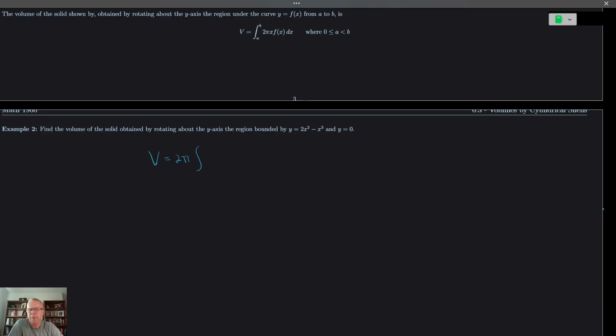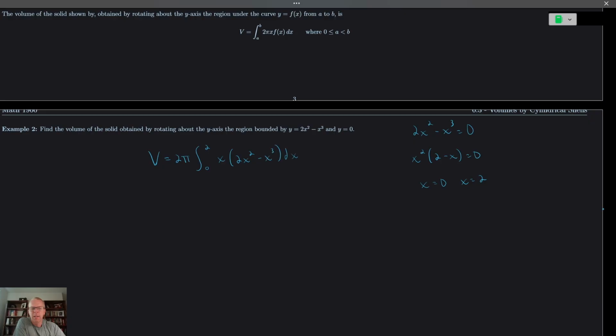So you can probably go back up to the picture. I don't remember if it has it labeled or not. But we can just set this equal to 0 and solve for x. So let's factor out the x squared. And so we end up with x equals 0 and x equals 2. All right, so our integral is from 0 to 2, x times f of x, so 2x squared minus x cubed dx.